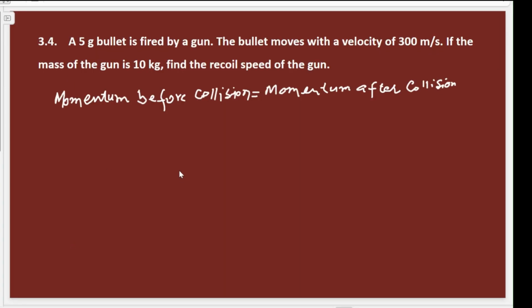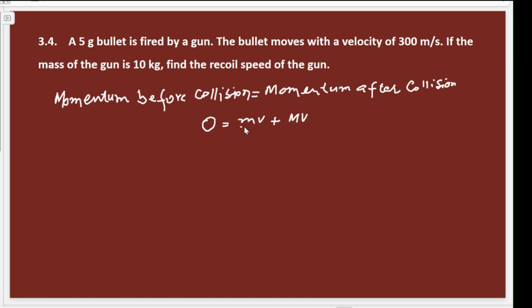Since before the firing, the bullet and the gun both were at rest, the total momentum before firing will be equal to 0, and the momentum after firing can be written as m into v plus capital M into capital V.